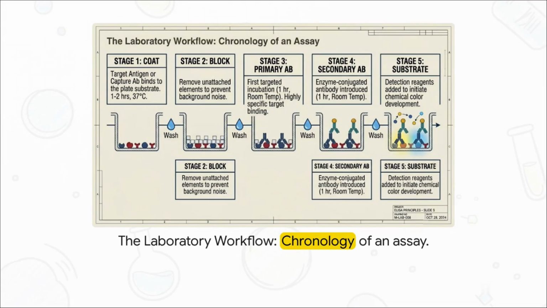It starts with coating the plate with an antigen or capture antibody at 37 degrees Celsius for an hour or two. Then comes a blocking stage, followed by really carefully timed room temperature incubations for the primary and then secondary antibodies. And between every single one of those steps, there is a crucial washing phase to remove any unattached elements. Anyone who's worked in a biology lab knows this repetitive washing basically takes up your entire day.